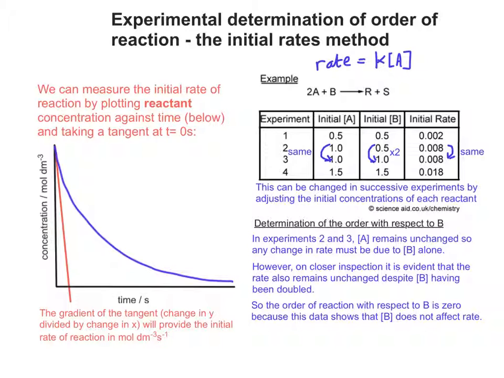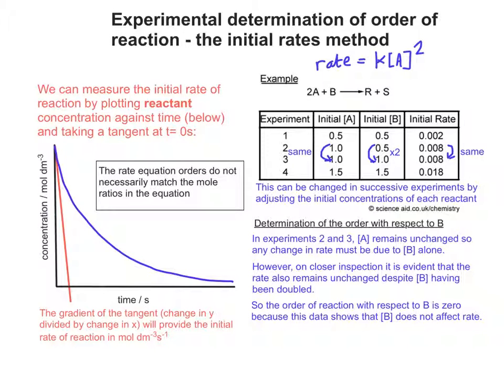Oh sorry, k times the concentration of A squared. Do beg your pardon, because we did say it was second order, didn't we? So it's important to point out that just because there happens to be 2 moles of A and it's second order, those two aren't linked to each other. The rate equation orders do not necessarily match the mole ratios in the equation. You do have to actually use initial rates data to work this out.